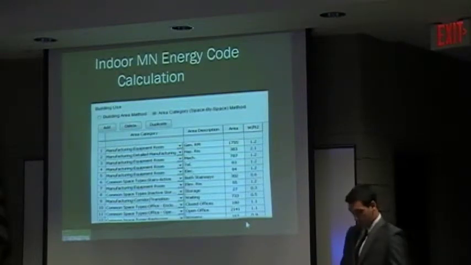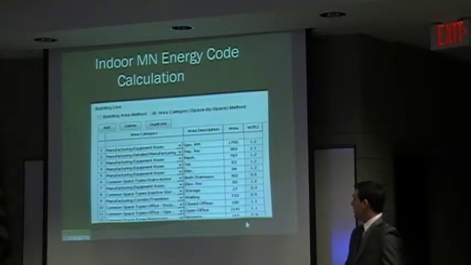For the energy code calculation, we use the ComCheck software. This is a screenshot of the main screen that you get. You first have to enter in the area category. For example, for the first one there, you would enter the generator room as a manufacturing equipment room. And then we measured the square footage at 1,755.